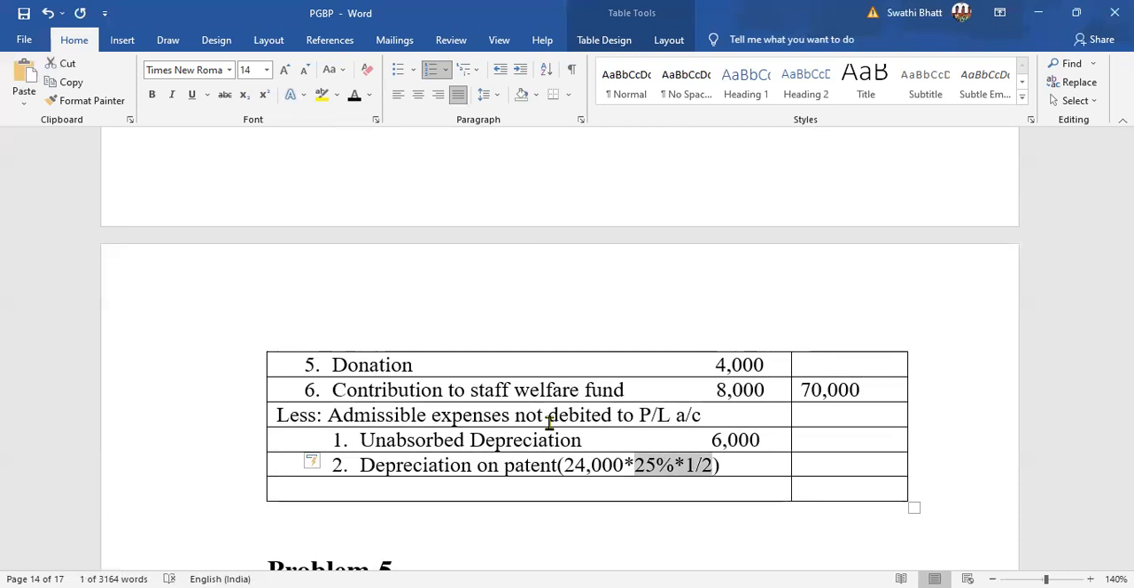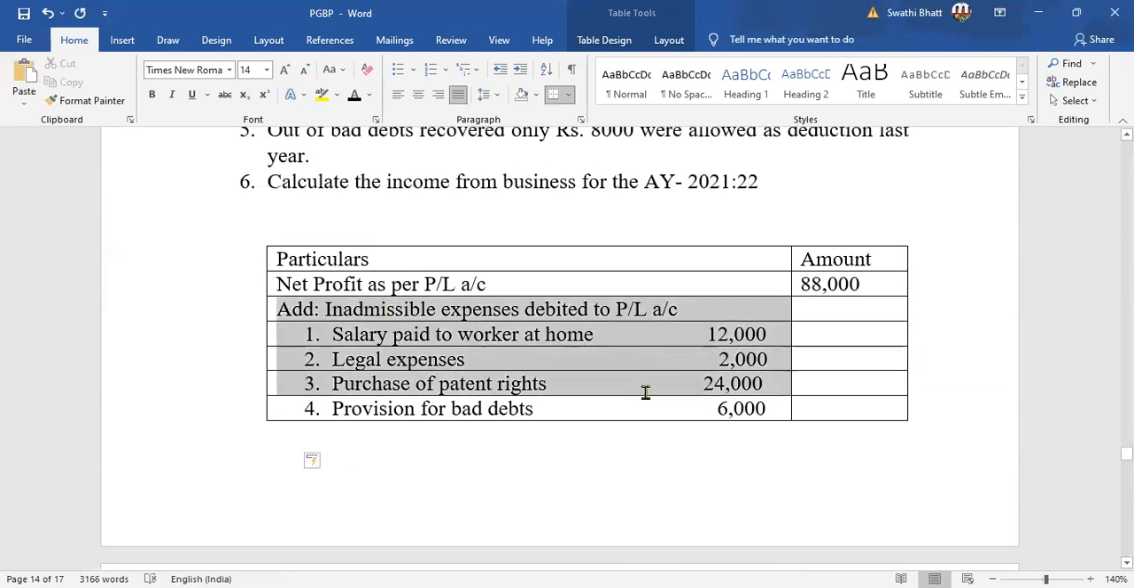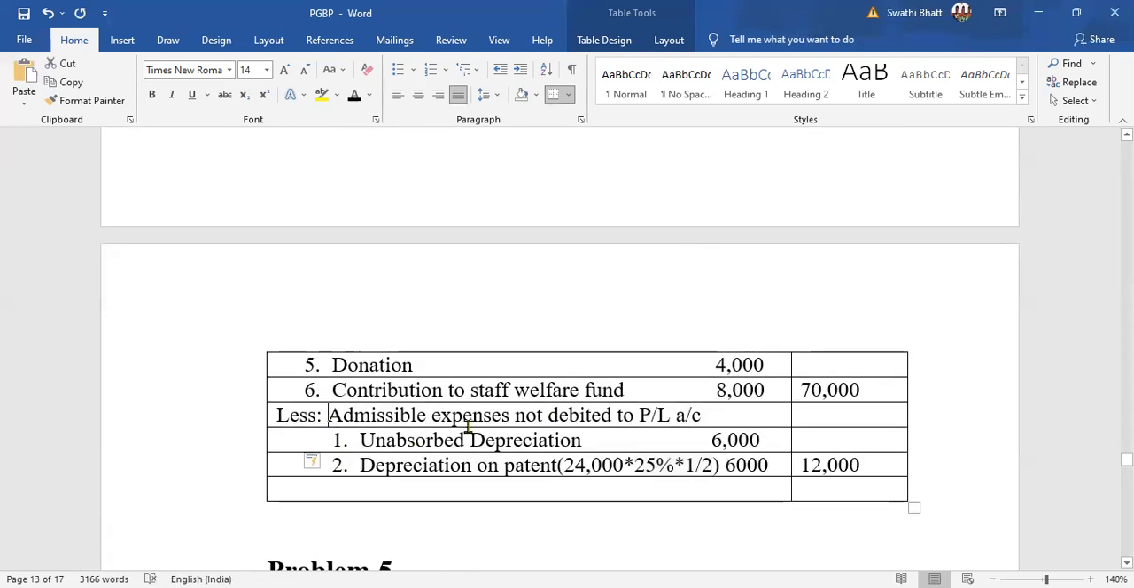If it is used for more than 180 days, you can claim the entire rate as depreciation. So in this case, it will sum up to 6,000 rupees and the total will be 12,000. So once you're done with these items on the debit side, you immediately write this admissible expense not debited to P&L account, where you show your calculation related to your depreciation.